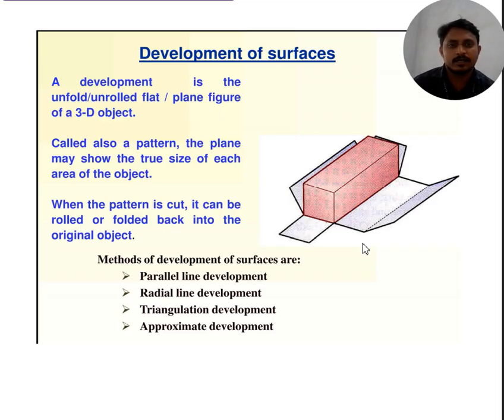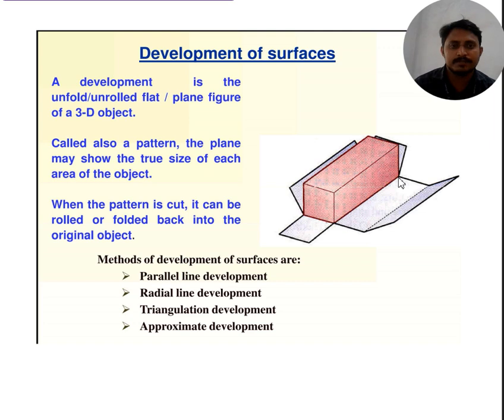Then the third classification of surface is the double curved surface, which means the object is formed by double curved surfaces. The example for double curved surfaces is the ellipsoid. Ellipsoid is the example for a double curved surface. How is the desired object formed by means of a double curved shape? A double curved surface is required.